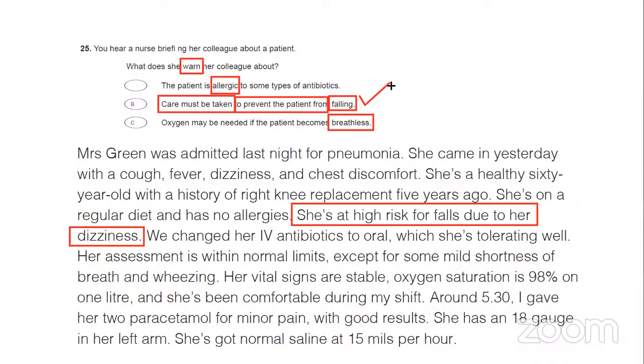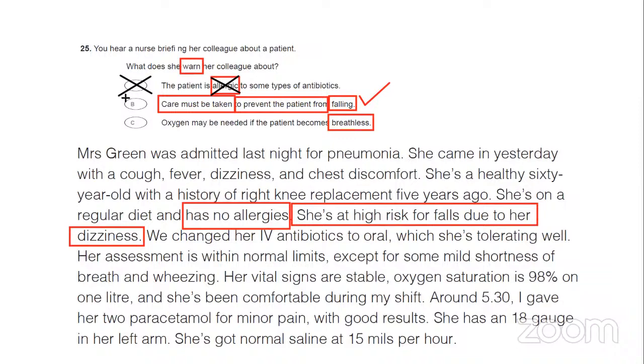Okay, now let us see the other things. Allergy. Where is allergy? Now let us see here. Allergy. The patient is on a regular diet and has no allergies. Now which is correct? The passage is correct. So this is wrong. She has no allergies. So A is wrong. Elimination method. We call this the elimination method. If you miss the right answer, at least you can know from the elimination method. Has no allergies, finished. So A is ruled out.